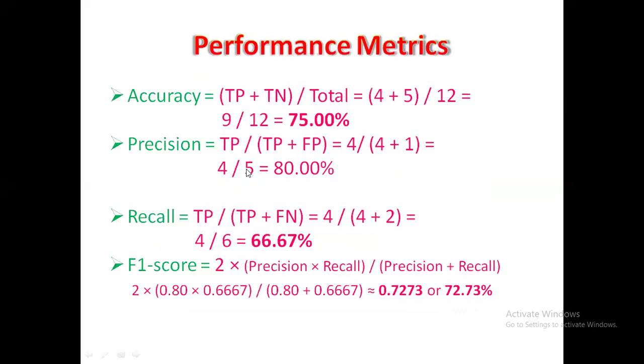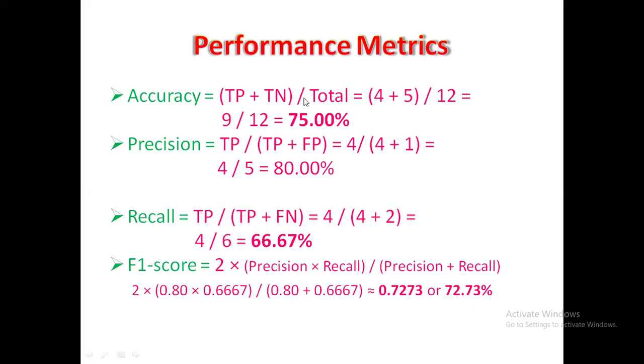And after that, the performance metrics are accuracy, precision, recall, and F1 score. Accuracy measures the overall correctness of the model by calculating the proportion of correctly predicted samples, both positive and negative, out of the total predictions.